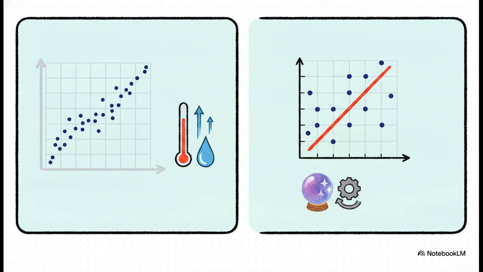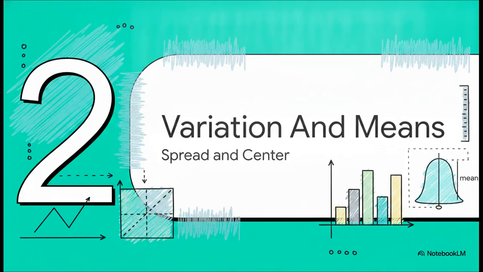Now, to actually take the next step, we use linear regression. This is where you build a predictive mathematical model. You're literally saying that a continuous input, x, actively drives a continuous output, y, using that classic equation, y equals b0 plus b1x. So you use correlation to spot the trend, but you use linear regression to actually predict the future. Moving right along to Section 2, Variation and Means.